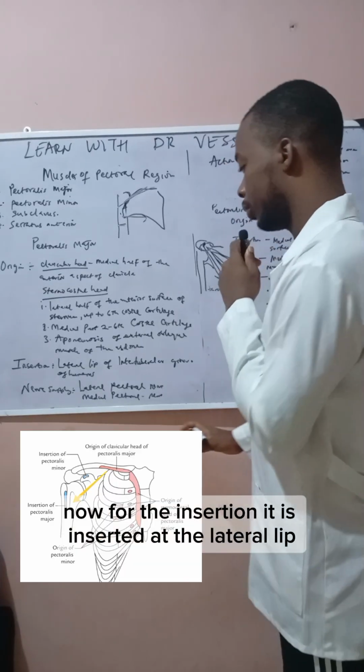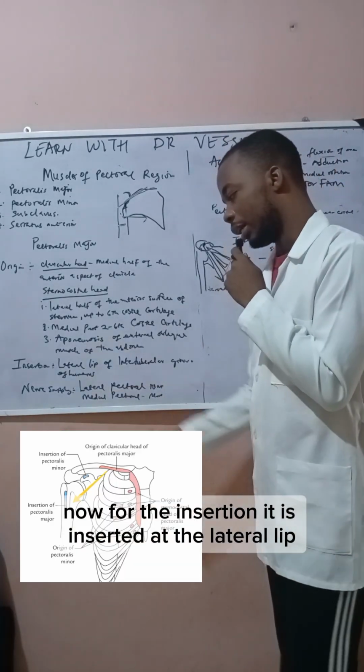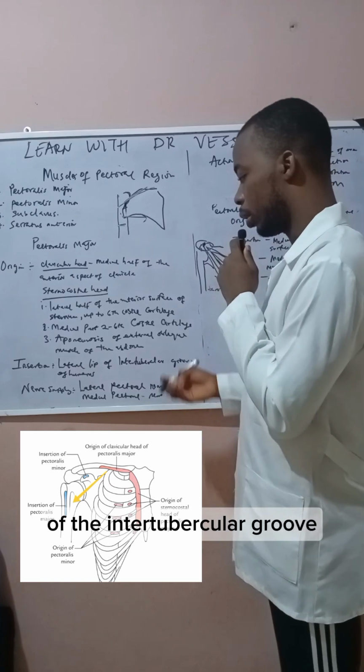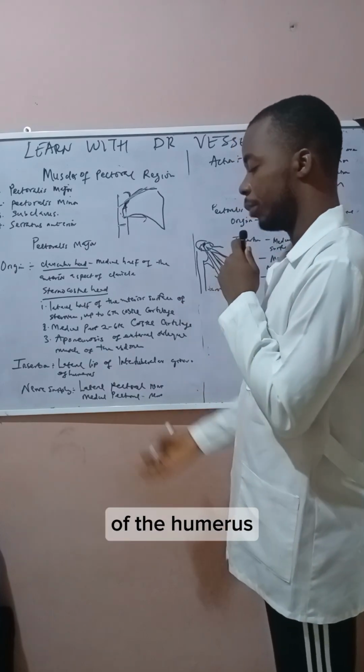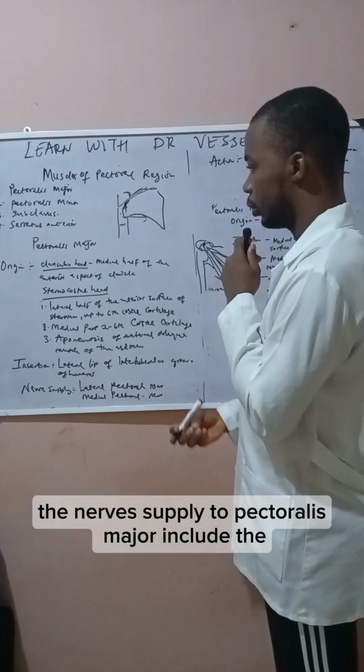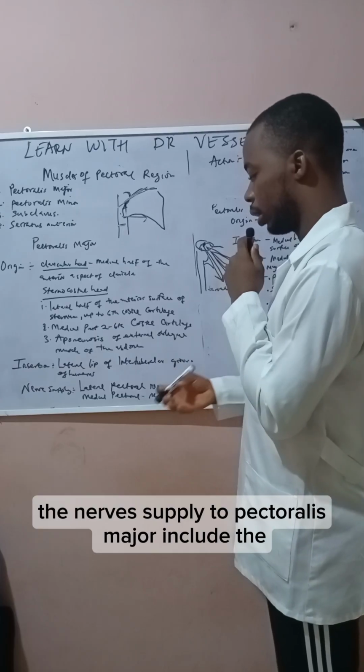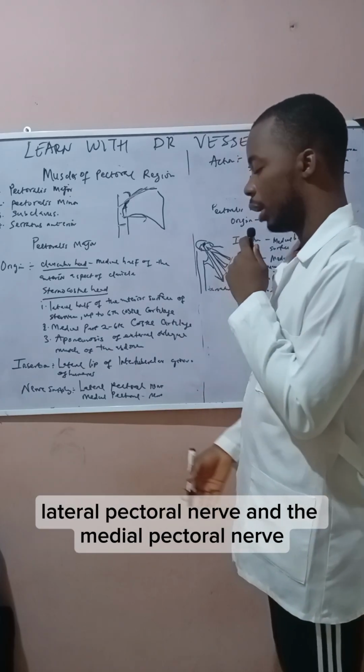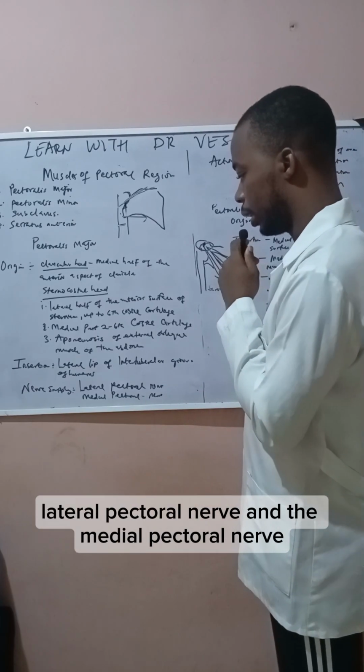Now for the insertion, it is inserted at the lateral lip of the intertubercular groove of the humerus. The nerves supplying the pectoralis major include the lateral pectoral nerve and the medial pectoral nerve.